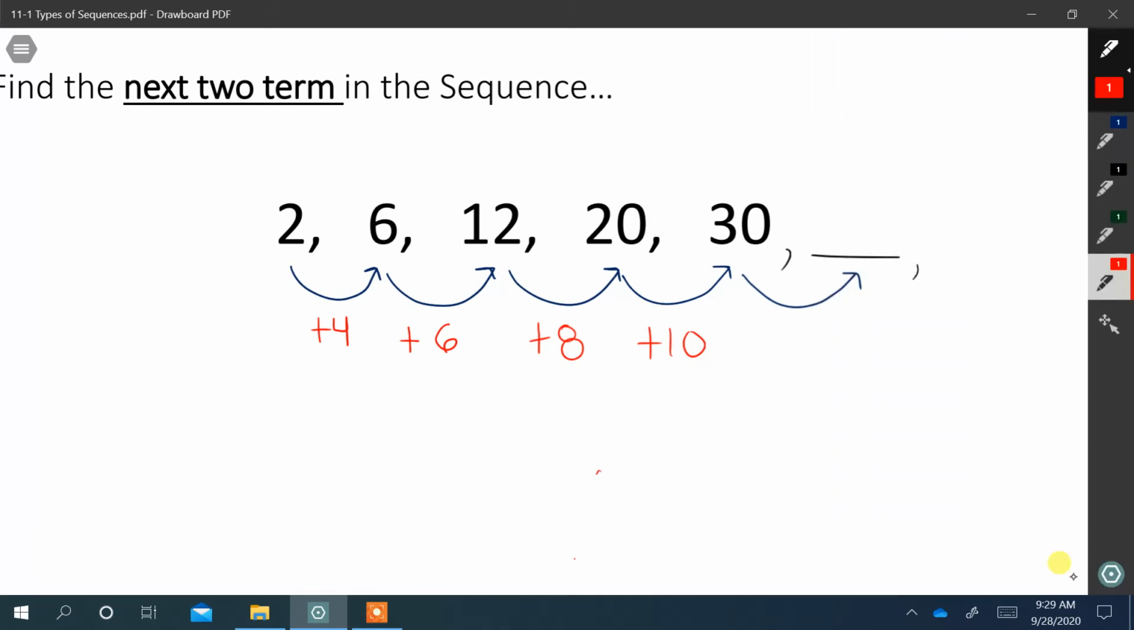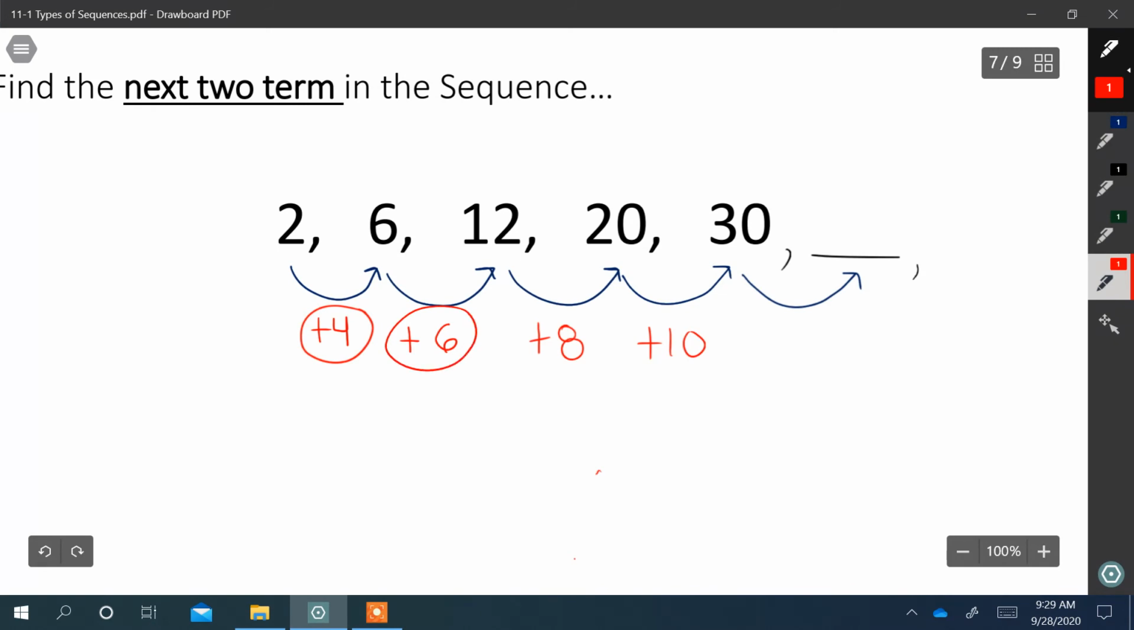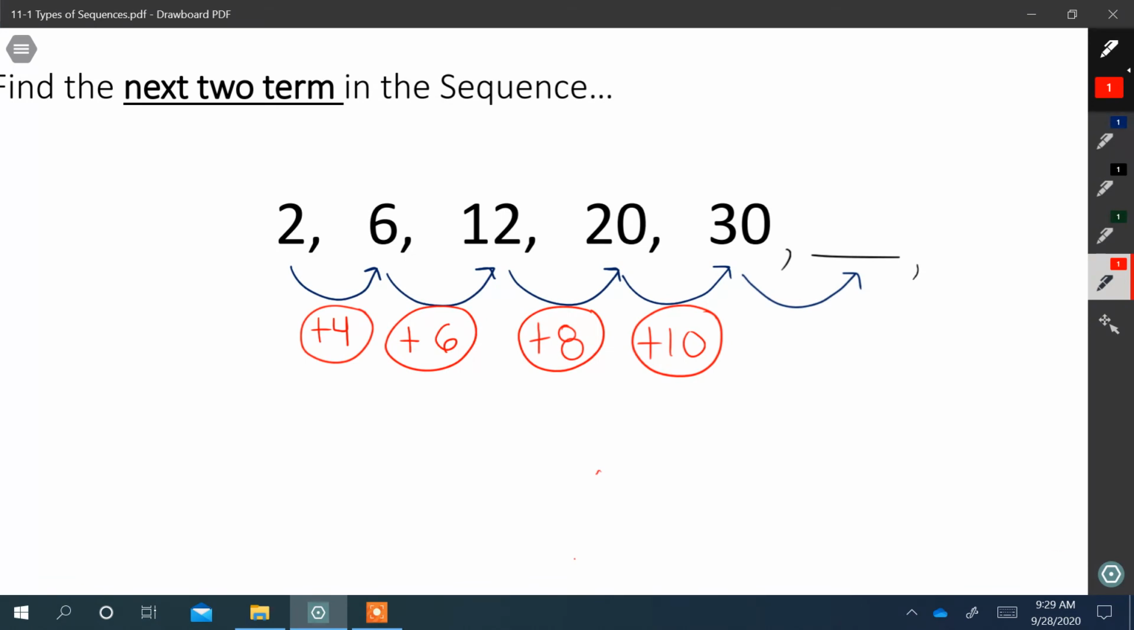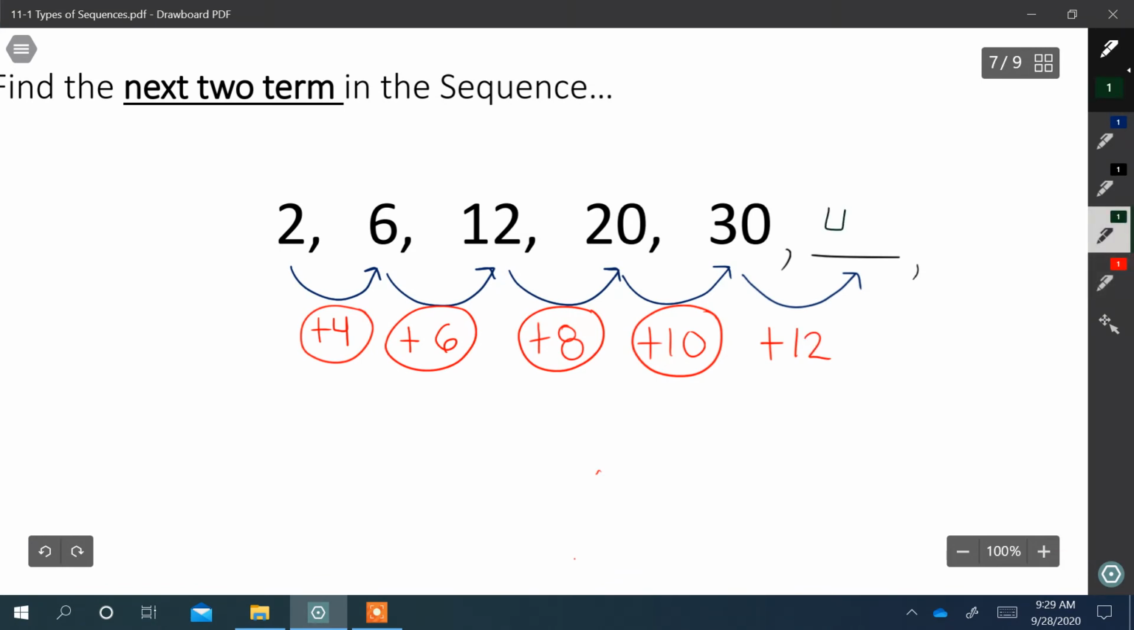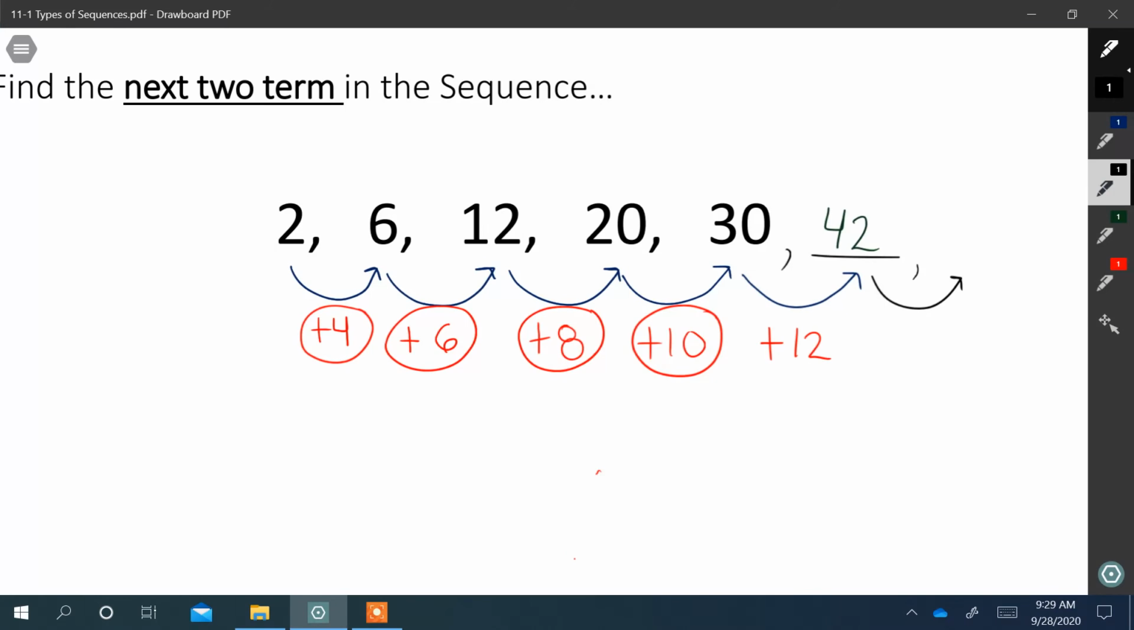It seems that there is a pattern within the numbers that we're adding. So we're adding 4 plus 6, then 8, then we added 10. The next number that we could predict is 12. So the next number will actually be 42. Well, now that you know that, let's see if you can find the next number.